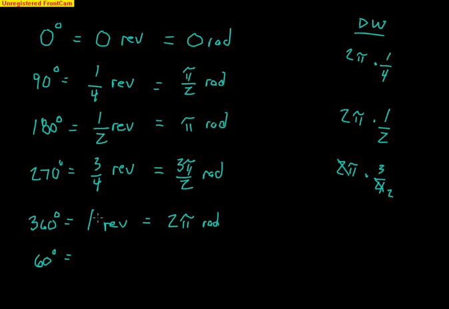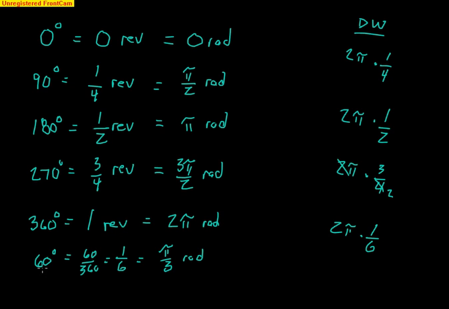So 60 degrees would be 60 out of 360, and that would reduce to 1/6 of a circle. So that would be 2 pi, a full circle, times 1/6 of it, which would be pi over 3 radians. So 60 degrees would be pi over 3 radians.